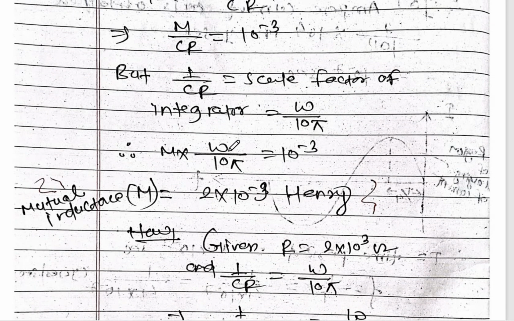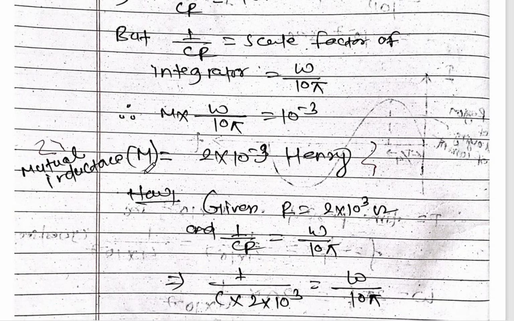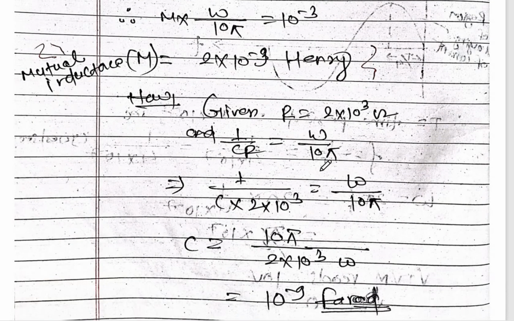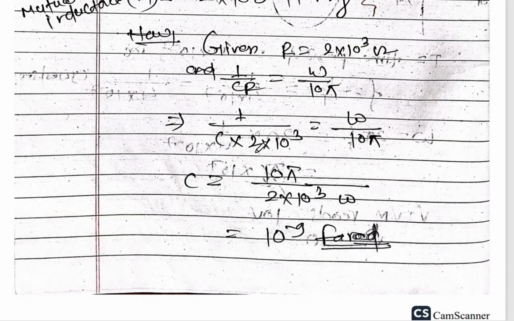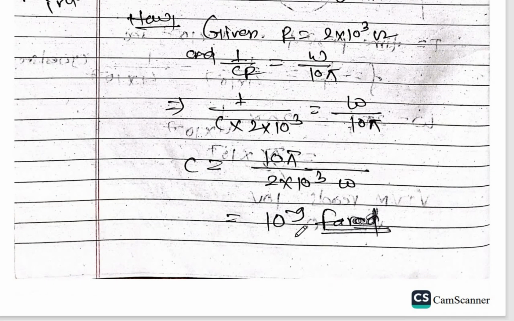as 1 by CR is omega upon 10 pi, and M is as it is, equal to 10 to the power minus 3. Then we can get the value of M, 2 into 10 to the power minus 9 henry. Now the given resistance is 2 into 10 to the power 3 ohm, and 1 by CR equals omega upon 10 pi. Then putting in all these values of R and omega, we can get the value of C, 10 to the power minus 9.